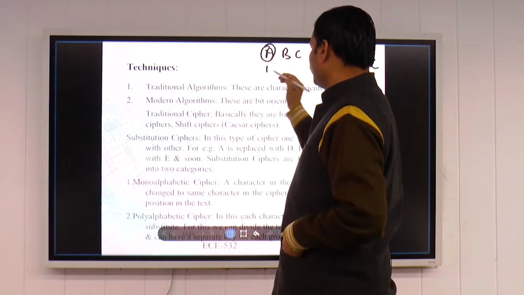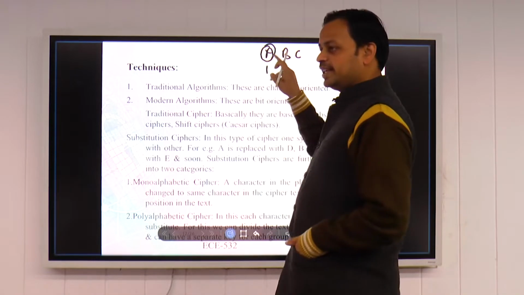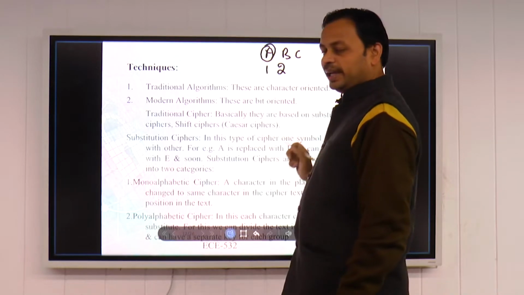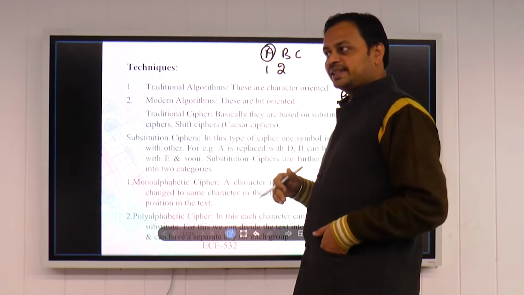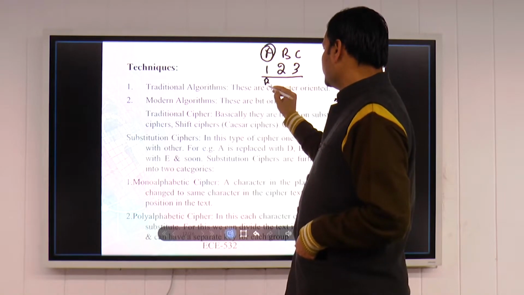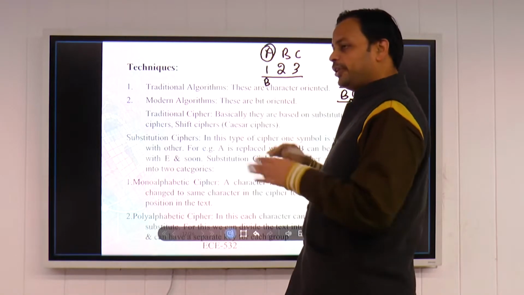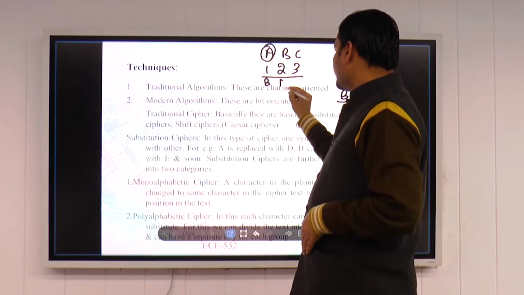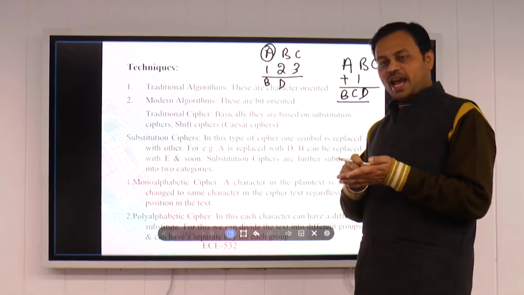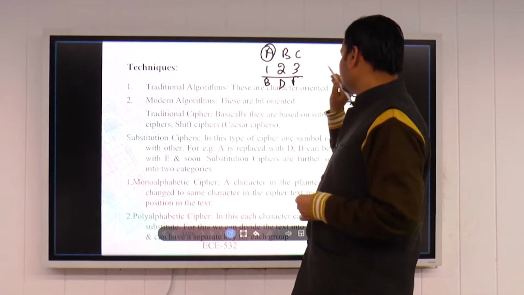So the key will be 1 for A, B because its position is second. The key will be 2 for C because it is the third position. So the key will be 3. It will be converted like B will be shifted 2 places, C and D. C will be shifted 3 places, C, D, E, F.